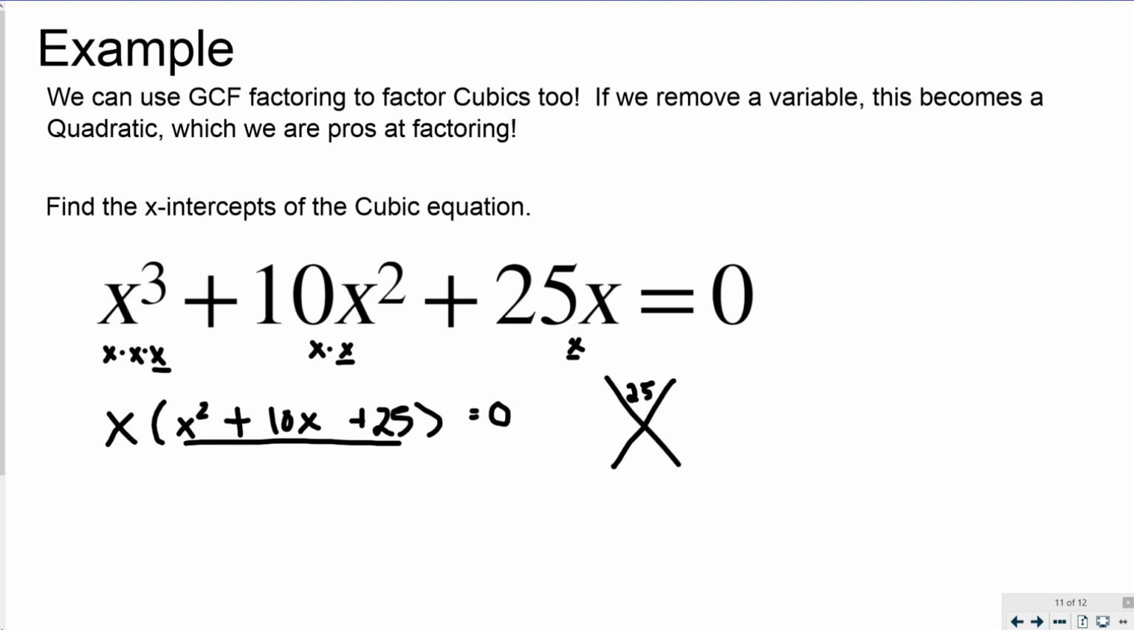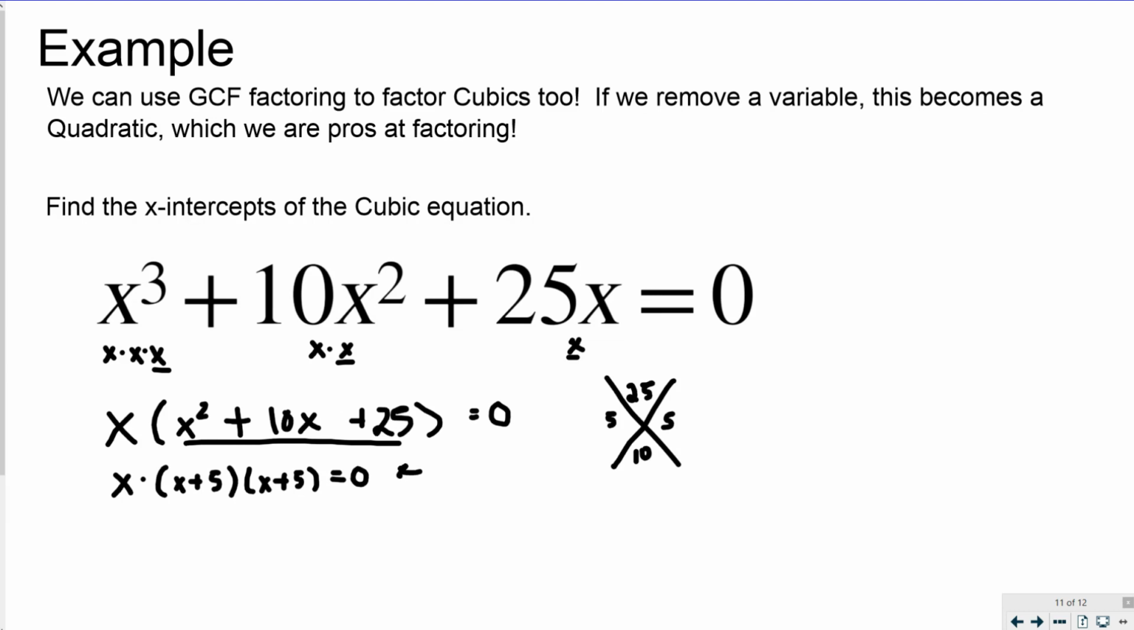So 25 on the top, 10 on the bottom. I know for a fact that the two factors of 25 that add to 10 are 5 and 5. So then I get x times x plus 5 and x plus 5 again equals 0.